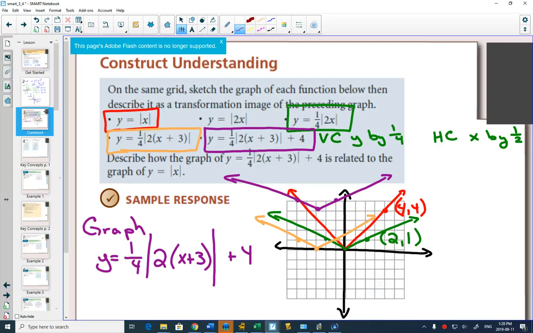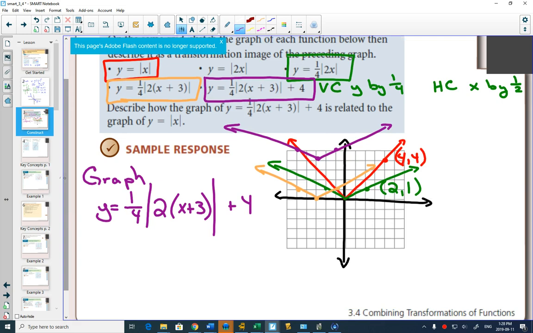So let's look. How could we graph this right from the beginning? First of all, you would recognize that oh, there's an absolute value in here. My parent graph is the absolute value of x. I know what that looks like, and I know what points are on that graph, because that's one of my key graphs.